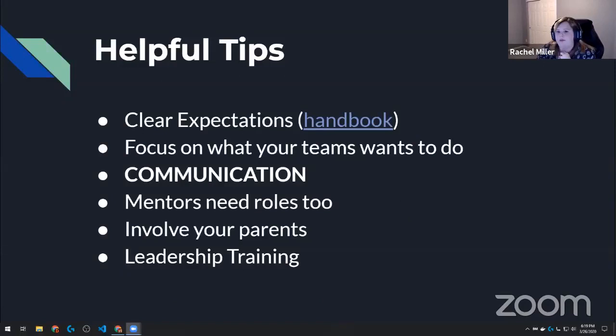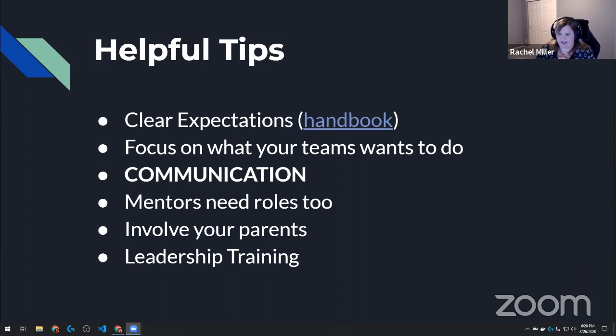Okay. So the next few slides are just some helpful tips, and I will share some structures that I've worked with teams in the past, but before I get to that, I wanted to show some helpful tips that I think, no matter what your team structure is, are good to keep in mind. The first one is clear expectations. Specifically with the teams that I've always worked with, I suggest having a team handbook.